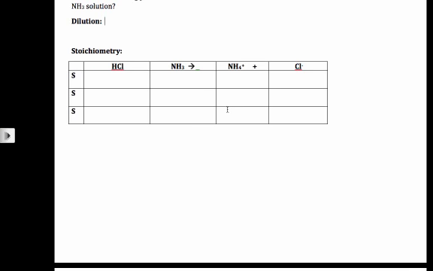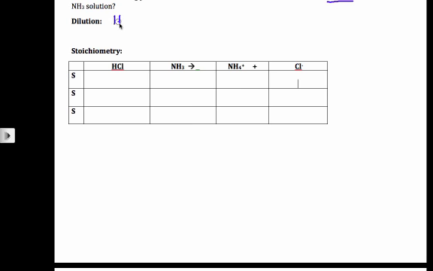Now, let's calculate what we would expect for these and see if it matches up to the colors that we saw with our universal indicator. Now, in this case, I have 20 mLs of HCl, and I'm going to add it. We added it to 50 mLs of ammonia. If your volumes aren't the same, please change your notes on that.